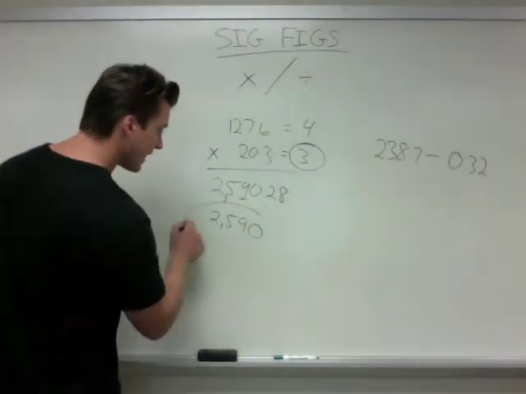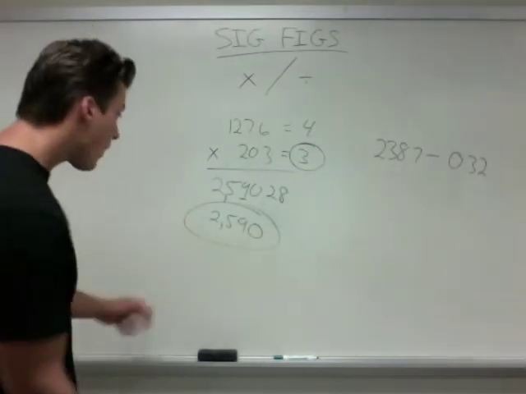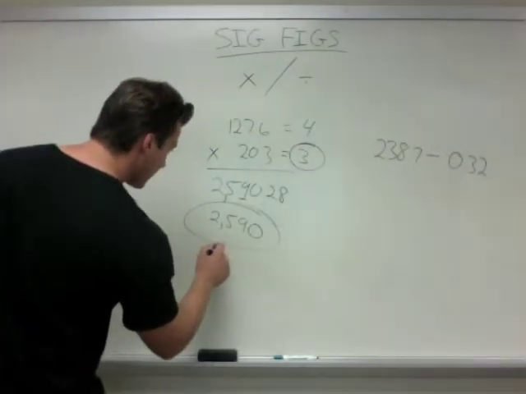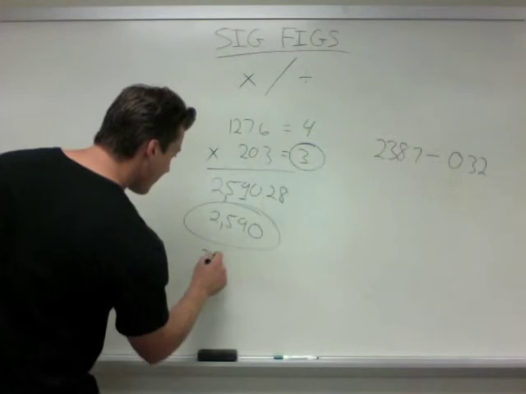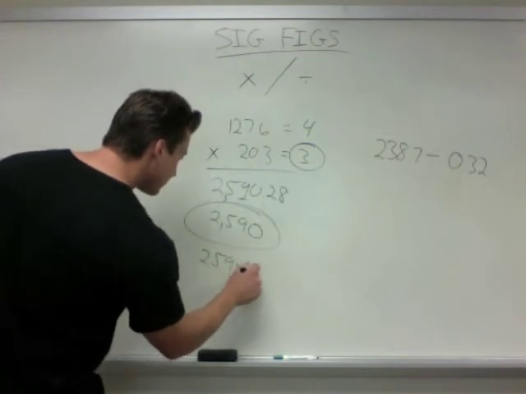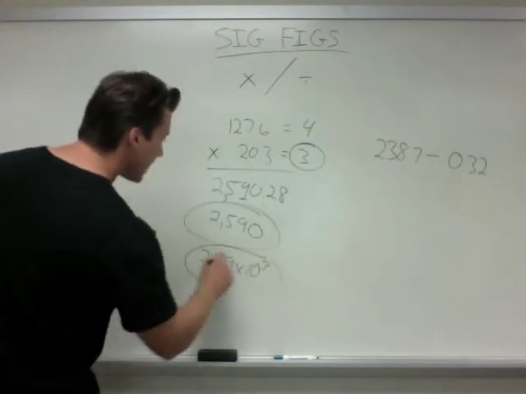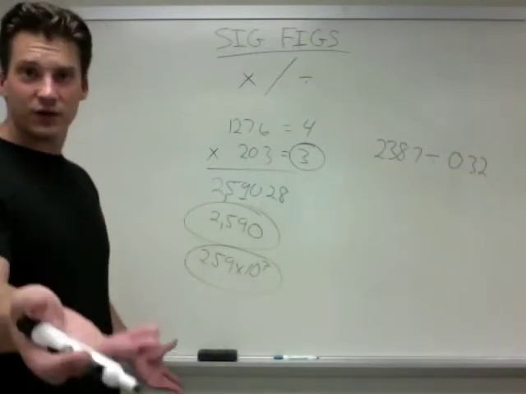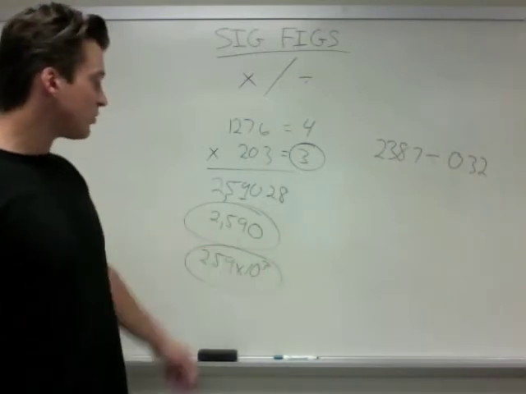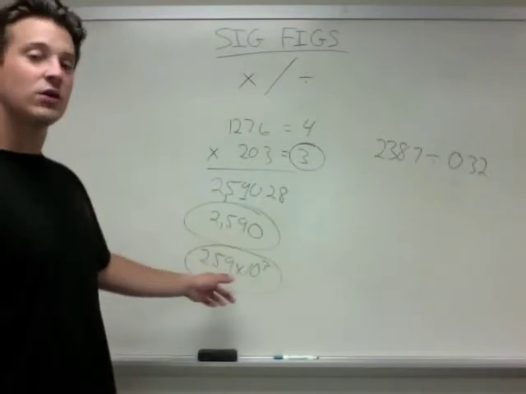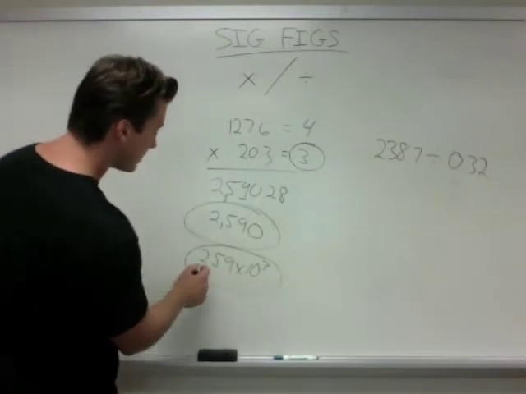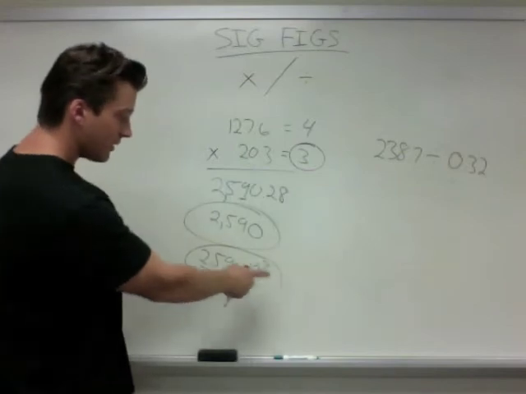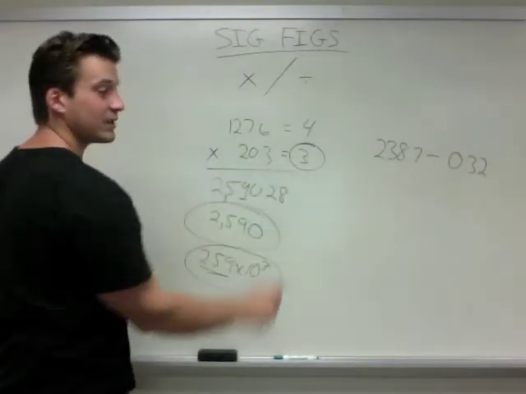So in that case, I can write my answer like that, or I can write my answer as 2.59 times 10 to the third. This is scientific notation. We'll talk about that in another video, so check that out if you're having trouble converting from an actual number to scientific notation. But this value has 3 significant figures, therefore that works within the limiting number.